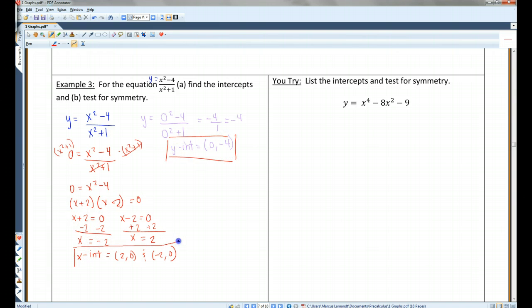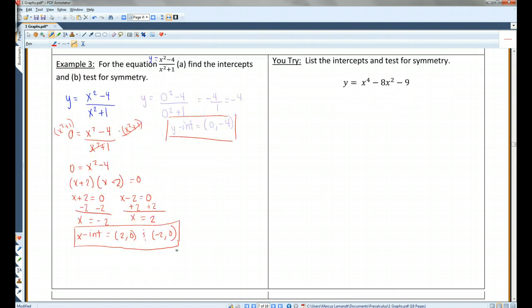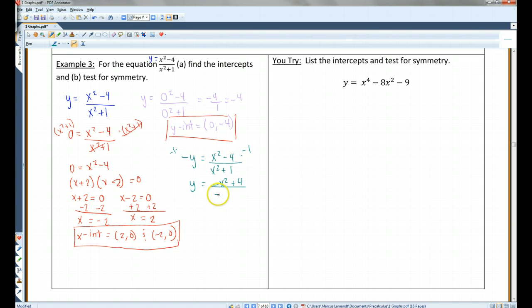Now I need to test for symmetry. I'm going to go over here. So, to test for symmetry about the x-axis, I'm going to replace y with a negative y. If I multiply both sides by negative 1, I end up with y equals negative x squared plus 4 over x squared plus 1. Okay, this does not equal this, so it is not symmetric with respect to the x-axis.